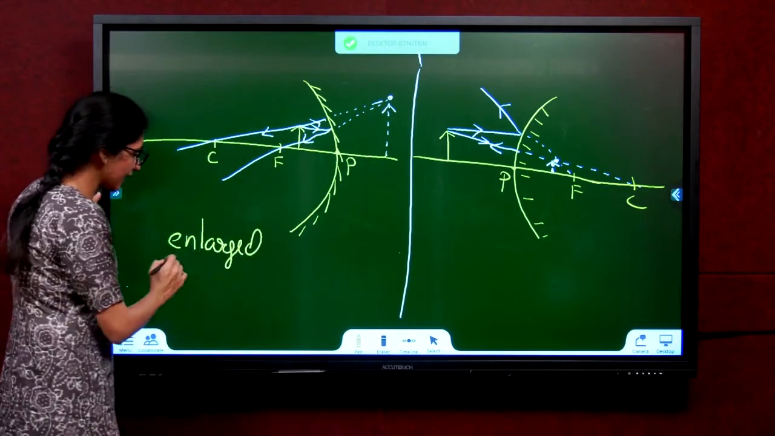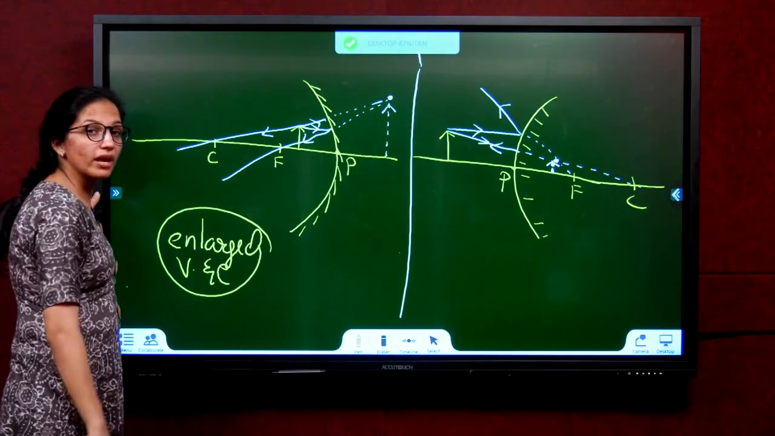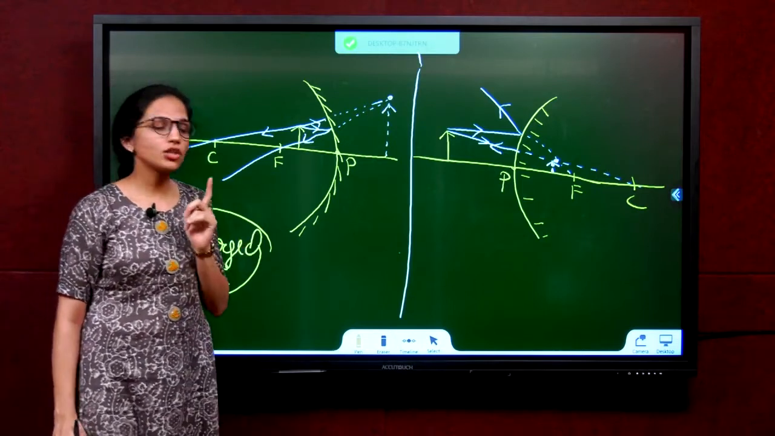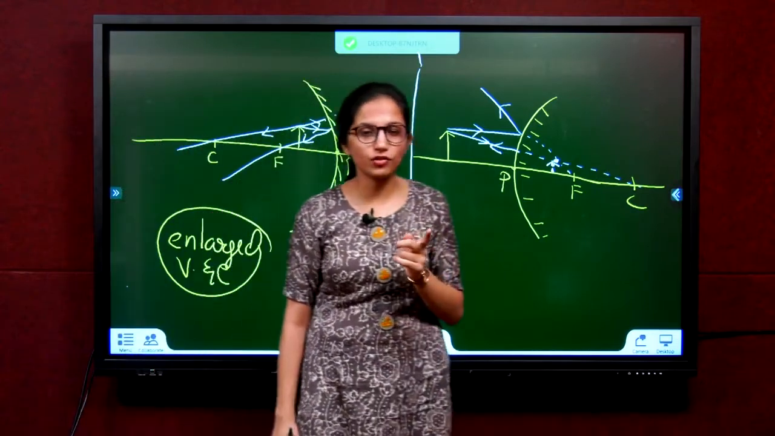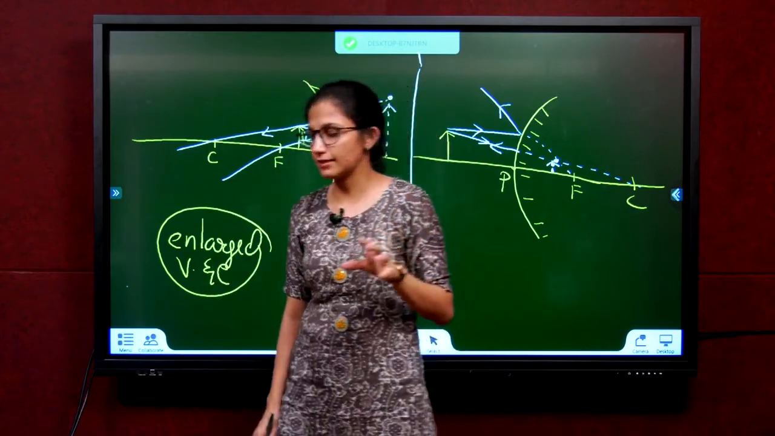So, do you see him holding a screen? No. He needs enlarged image and he needs virtual and erect image. Which case do you get enlarged virtual and erect? Concave mirror between P and F. First use of the concave mirror, it is used in dentistry to see an enlarged view of the cavities.